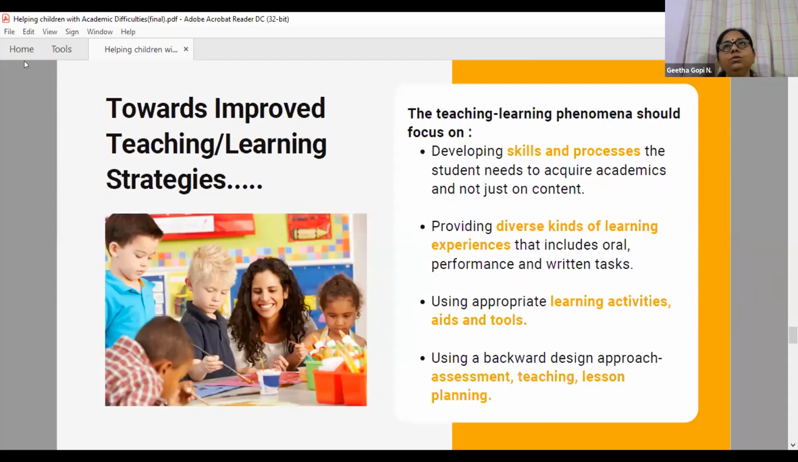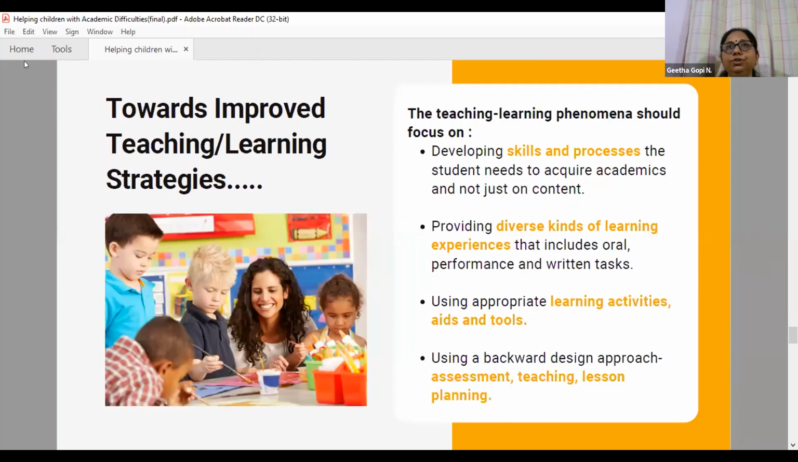For example, if I talk about doing a fill in the blanks activity, which is a very common academic activity, how to go about doing that: how to scan the word bank that is given, how to read the sentence and try out the different words in the word bank and see if it fits with the coherence or the meaning of the sentence, whether it makes sense. That is the skill and process used in doing a simple fill in the blanks activity.